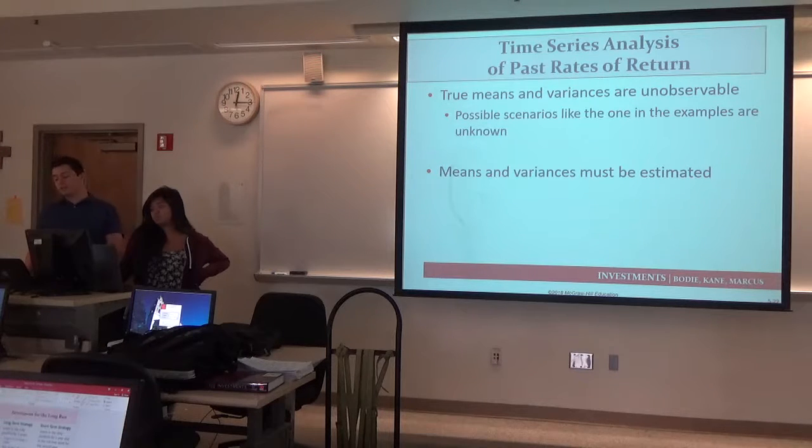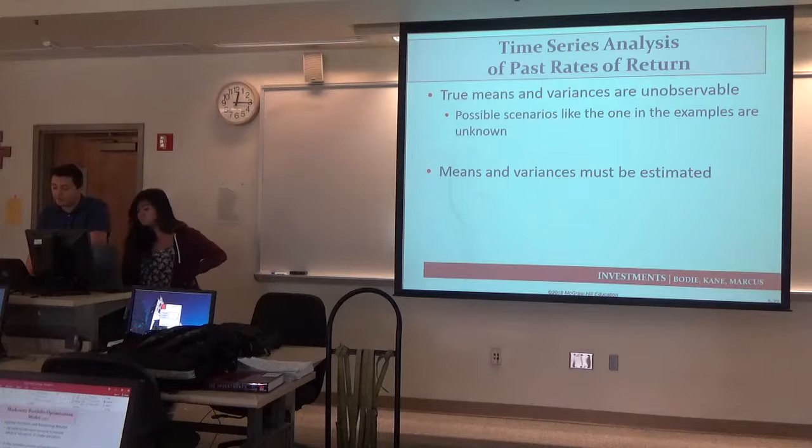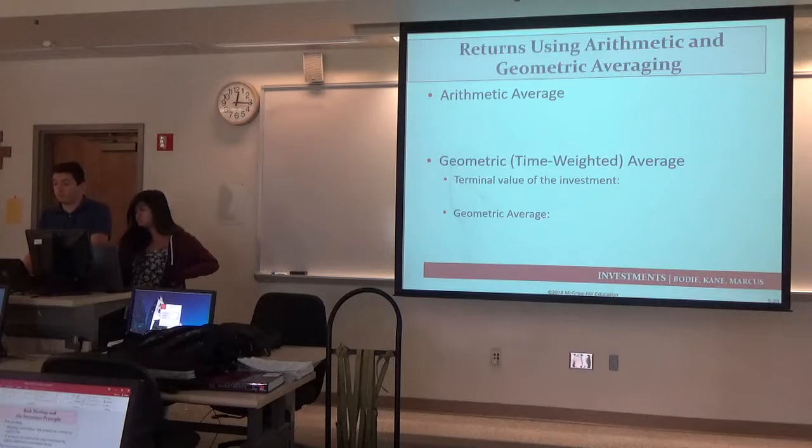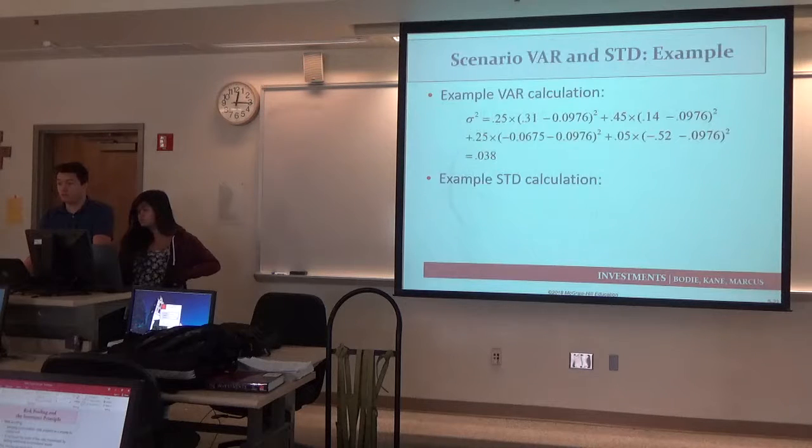So, time series analysis of past rates and returns. True means and variances are unobservable, so possible scenarios like the ones in the examples are unknown. Means and variances must be estimated. Always estimated. Right, Mike? Okay.